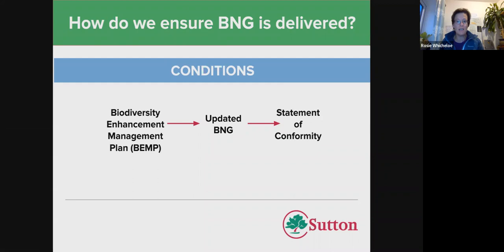The updated biodiversity net gain is critical because we know that from master plan to detailed design, everything can go out the window, and things can change radically. So it's really important that the design still delivers a net gain. So that's critical. And the statement of conformity, that's post-completion, which is about evidencing the habitats and features that have been installed to ensure they are correctly installed.